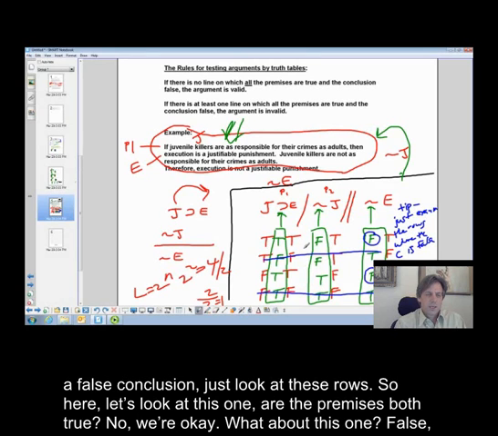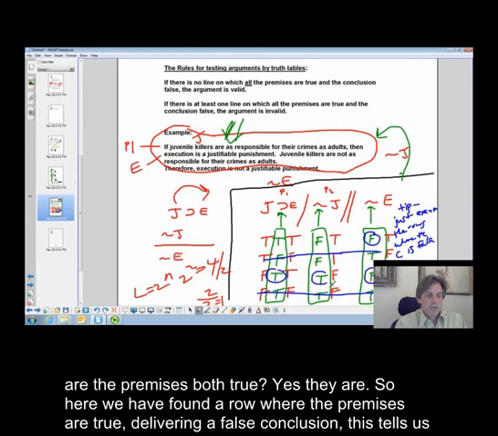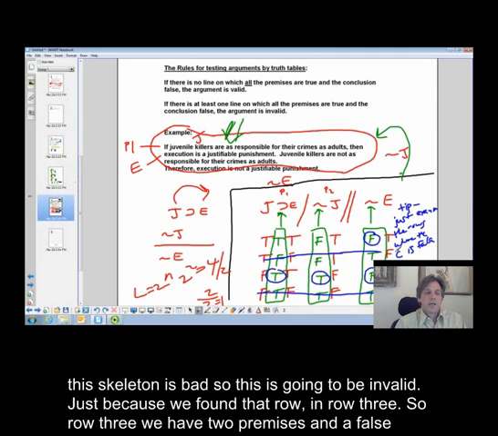So let's look at this one. Are the premises both true? No, we're okay. What about this one? False. Are the premises both true? Yes, they are. So here we have found a row where the premises are true, delivering a false conclusion. This tells us the skeleton is bad, so this is going to be invalid. Just because we found that row, row 3, we have true premises and a false conclusion.